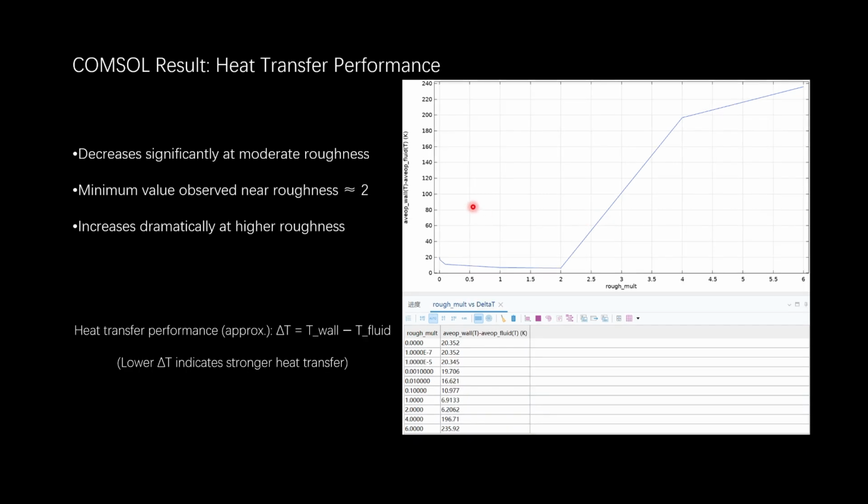Finally, for the heat transfer performance, we use the temperature difference between the hot surface and the fluid as an indicator of heat transfer performance. As roughness increases, this temperature difference decreases significantly at the beginning. The minimum occurs at a roughness of about 2. Beyond this point, the temperature difference increases dramatically.